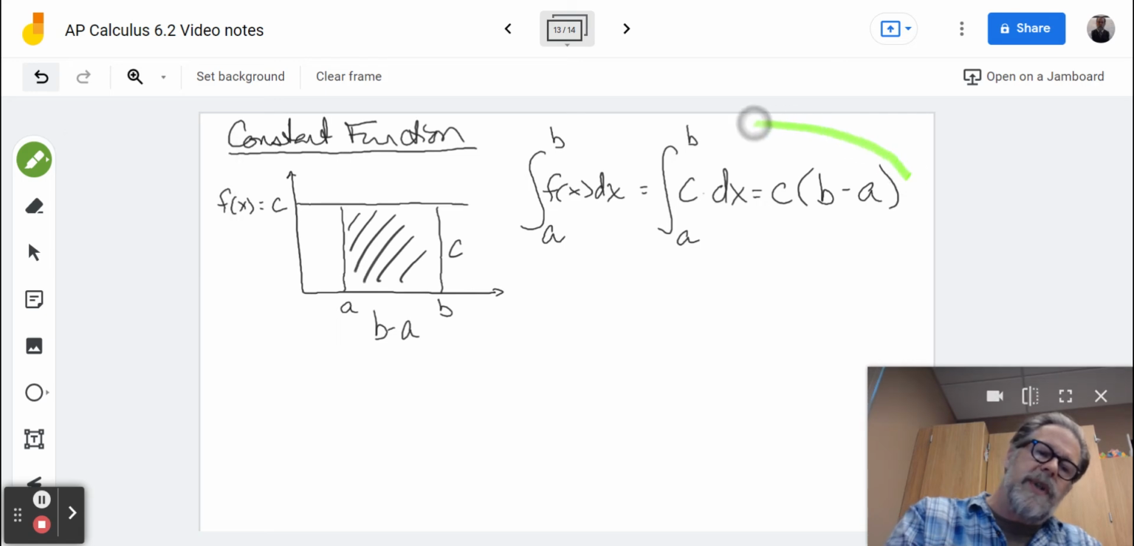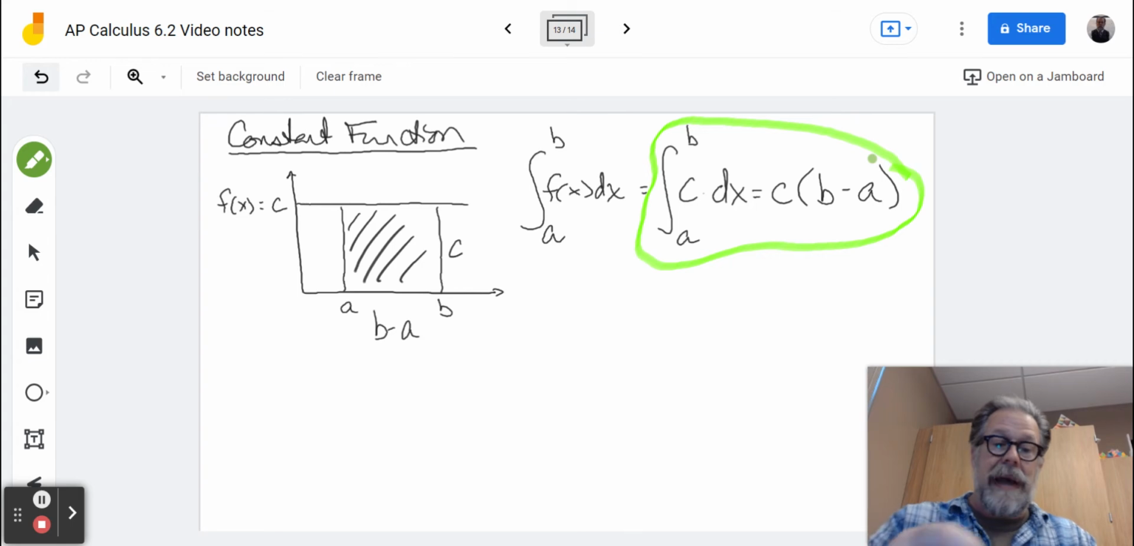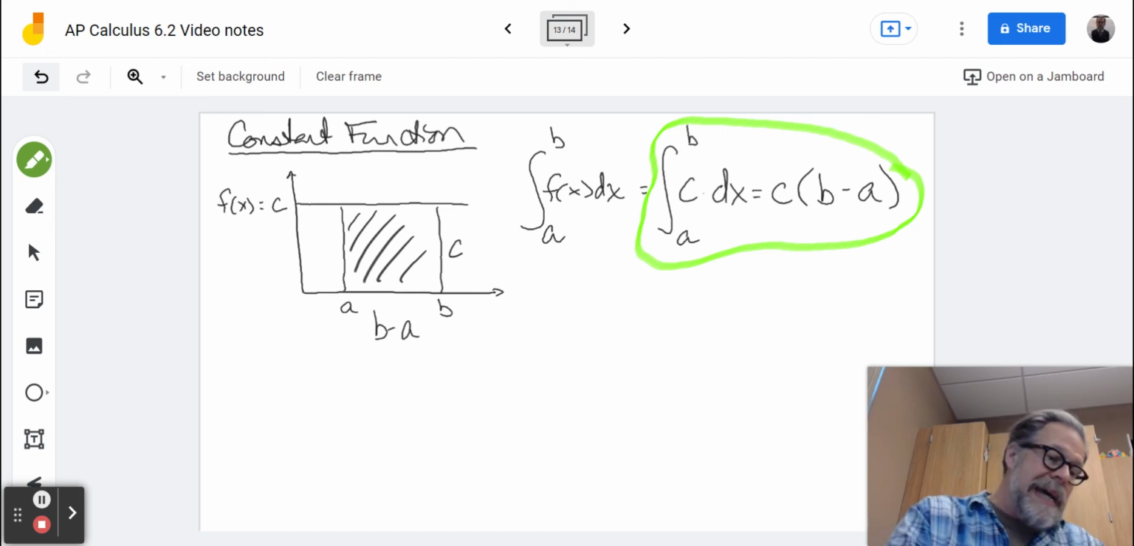And so we end up with the value of this integral being c times b minus a. So anytime we see the integral of a constant, we can just take that constant value, take the difference of the limits, and multiply them together. Boom, we're done.